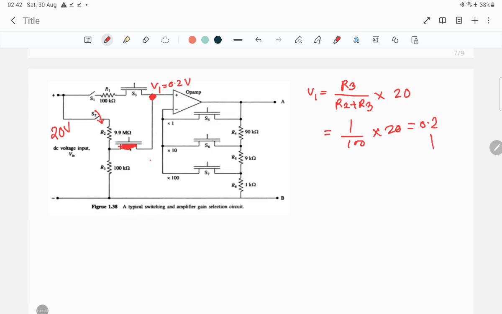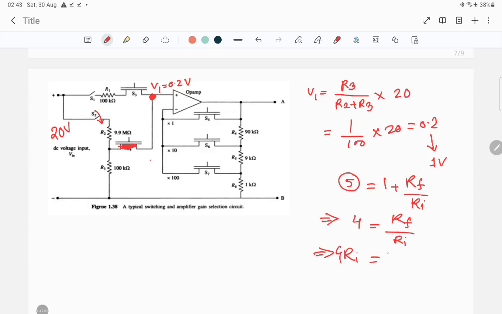So from 0.2 volt you have to go to 1 volt. So what should be the amplification factor? The amplification factor should be 5 right now. Okay, so how should the amplification factor be created? I am only considering the amplification factor. So if it is 1 plus RF by RI, then 4 is equal to RF by RI. So whatever the input resistance, the feedback resistance should be 4 times that.